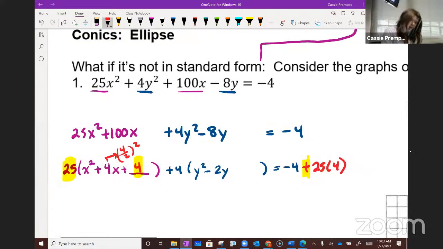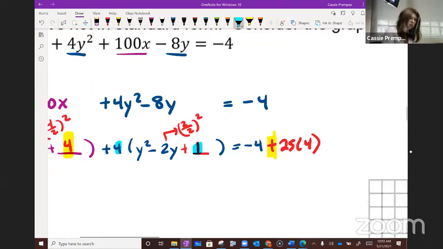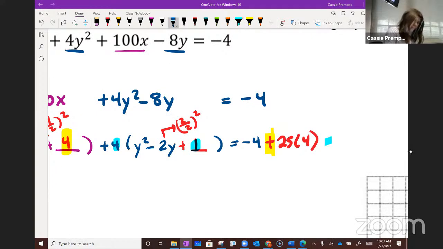All right, let's do that again with the y terms. So if I look at what do I need to add to the y's, I take half of 2, which is 1, and square it. Now I'm adding 1 inside of the parentheses, but what do I need to really add to the other side of the equation? 4, awesome, 4 times 1, which is, we know, just 4.